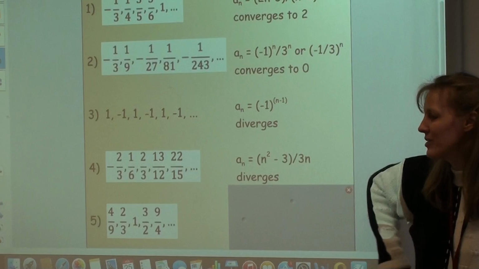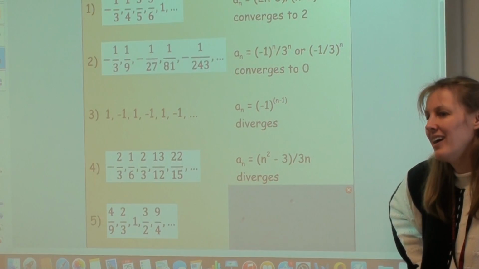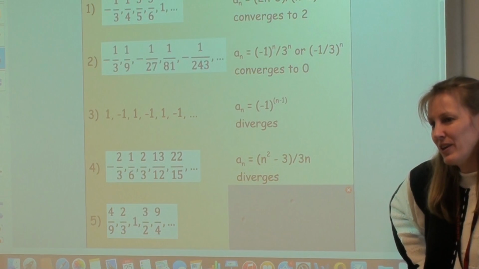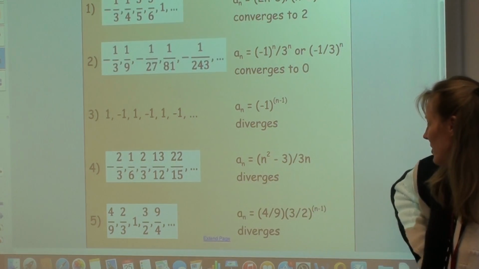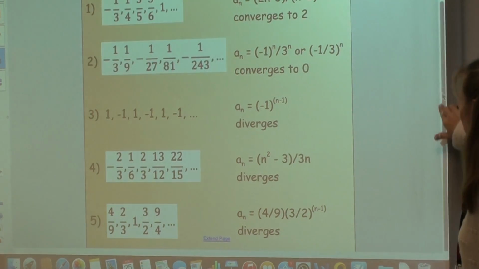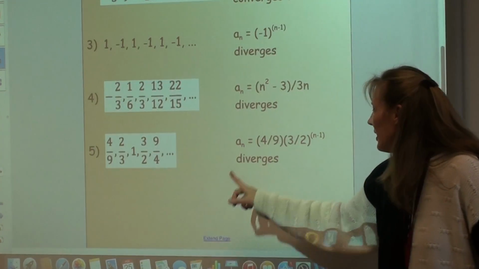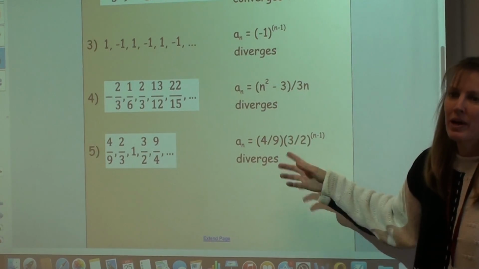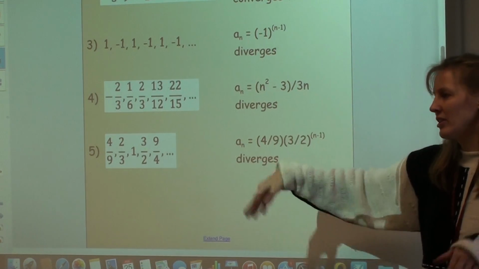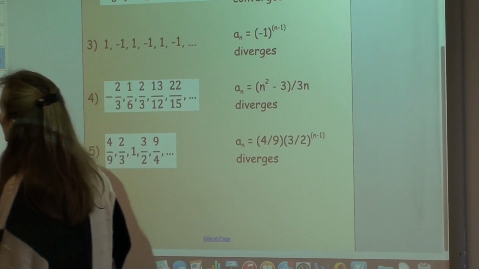And we get the last one. 4 ninths times 3 halves to the n minus 1. Wow, Brian, beautiful. Very nicely done. So 4 ninths times 3 halves to the n minus 1 is exactly what I got as well. And this one also diverges. We'll talk about why later on because we only have 2 minutes.